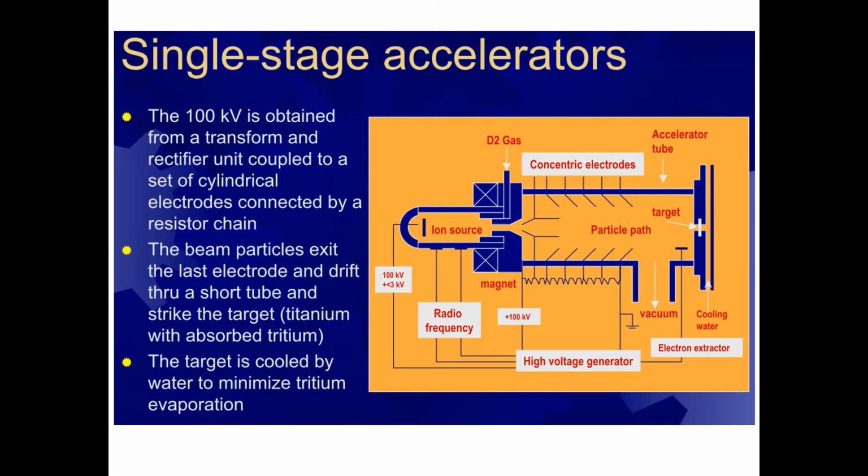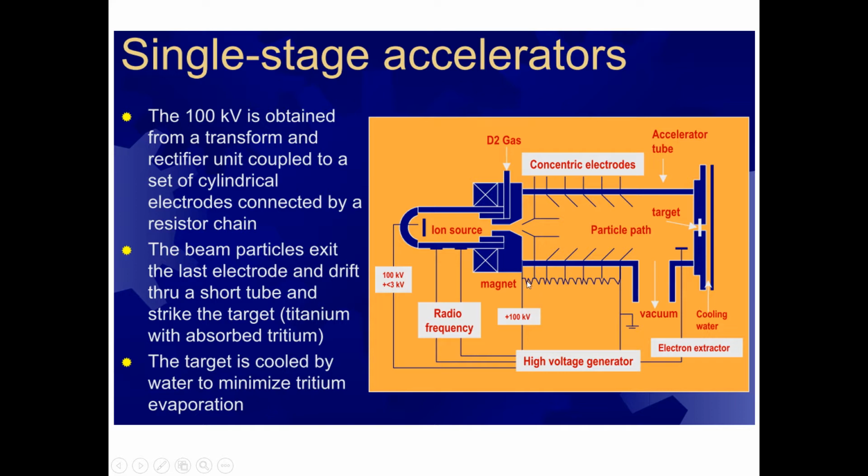Here we have 100 kilovolt. The 100 kilovolt voltage is obtained from a transformer and rectifier unit coupled to a set of cylindrical electrodes connected by a resistor chain. Here you can see what we have: the 100 kilovolt voltage is obtained from a transformer and a rectifier unit.